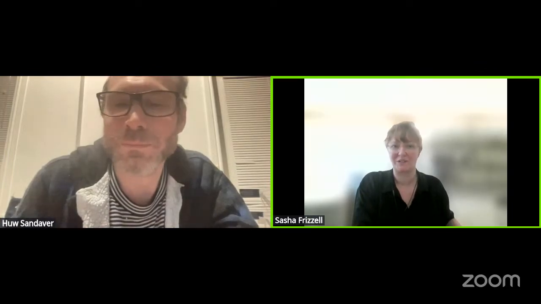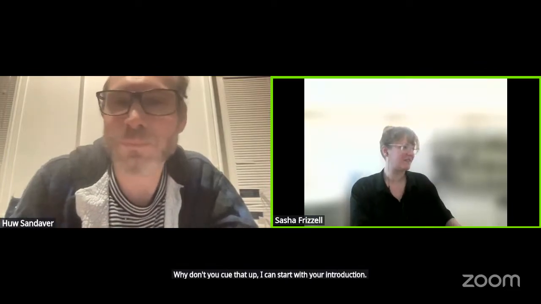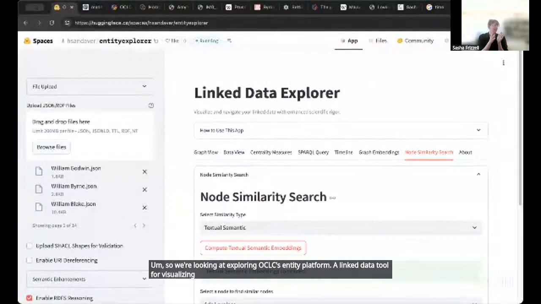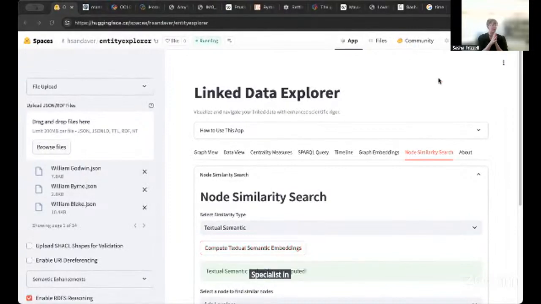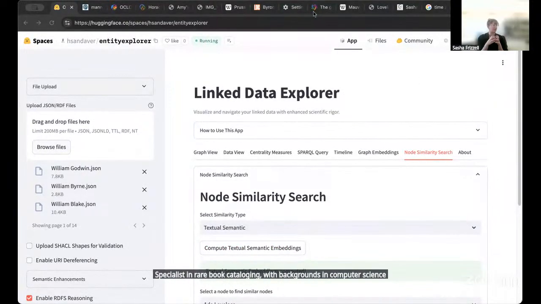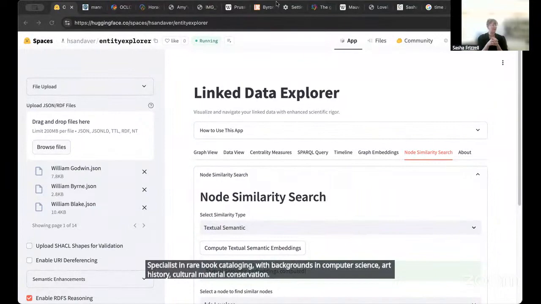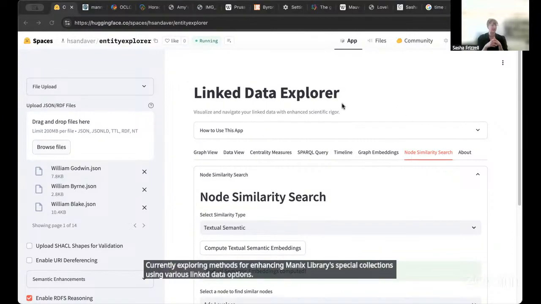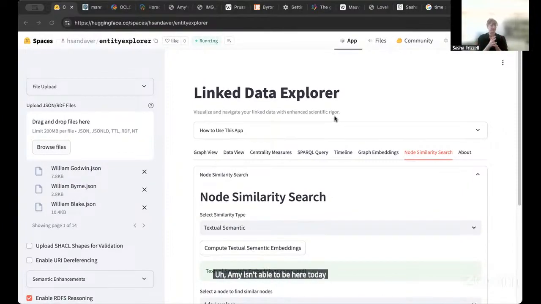While you cue that up, I can start with your introduction. So we're looking at exploring OCLC's entity platform, a linked data tool for visualizing provenance. He's a technical services librarian at Mannix Library and University of Divinity, specialist in rare book cataloging with backgrounds in computer science, art history, cultural material conservation, currently exploring methods for enhancing Mannix Library's special collections using various linked data options, including OCLC's Meridian service. Amy isn't able to be here today, but we are going to be seeing something from her, I believe.